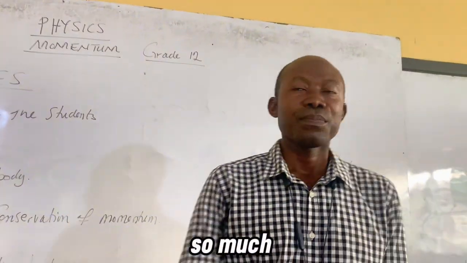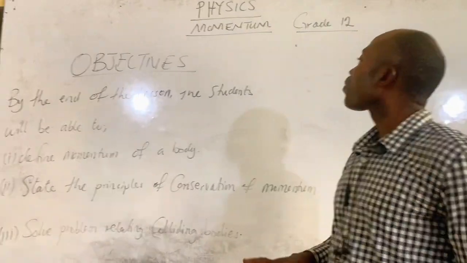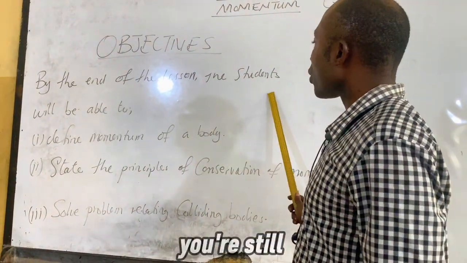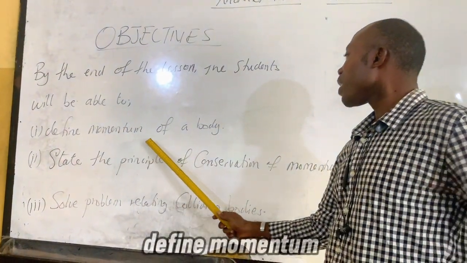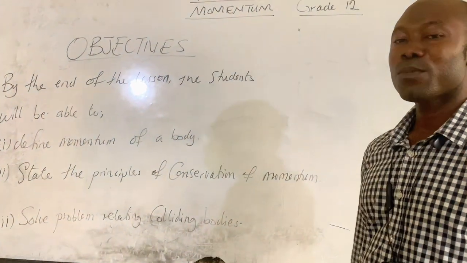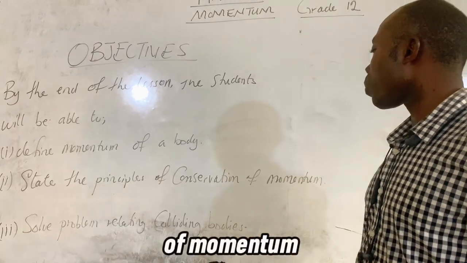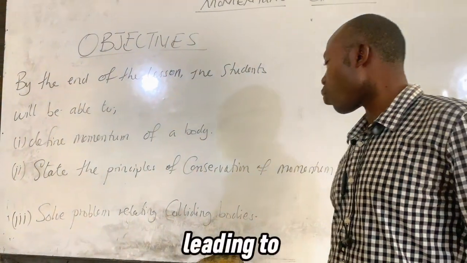Thank you so much. Now, we have the objectives of the lesson. We have only 3 objectives here. First, by the end of the lesson, the student should be able to define momentum of a body. Two, state the principle of conservation of momentum. And three, solve problems related to colliding bodies.